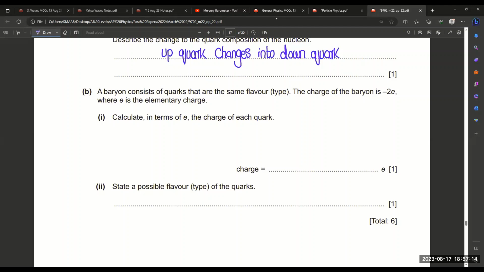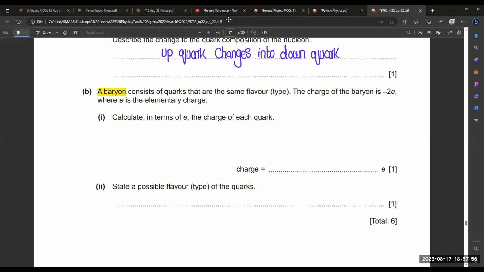Yes. So a baryon consists of quarks that are the same flavor. It means same type. The charge of the baryon is -2e, where e is the elementary charge. Calculate in terms of e the charge of each quark. The question is, a baryon consists of quarks that are the same flavor type, right?